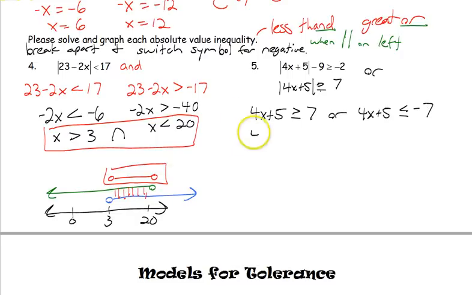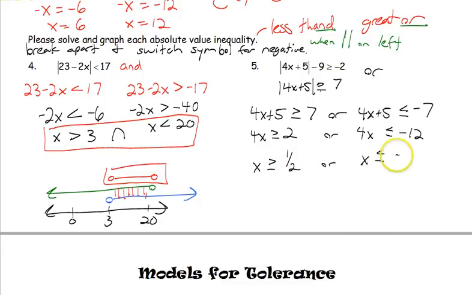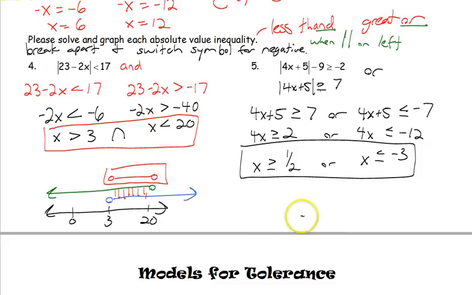Alright, now we just solve them. 4x is greater than or equal to 2. Or we have 4x is less than or equal to negative 12. X is greater than or equal to 1/2. Or x is less than or equal to negative 3. There's my answers. If I graph it, it looks something like this. I have 0, negative 3, and 1/2.